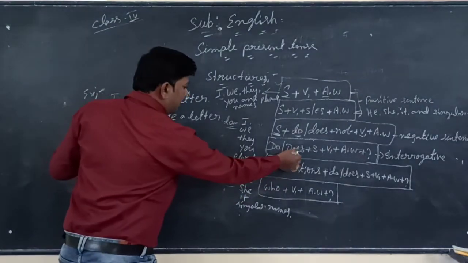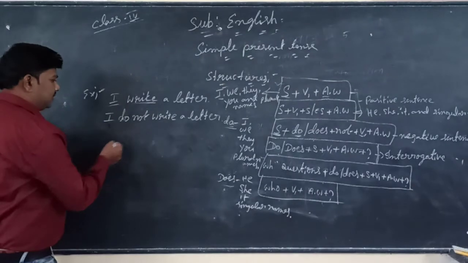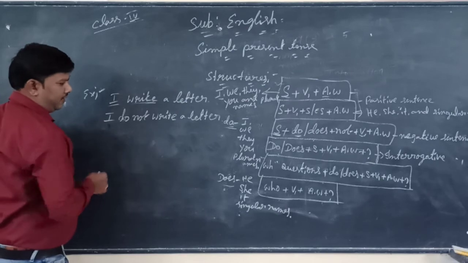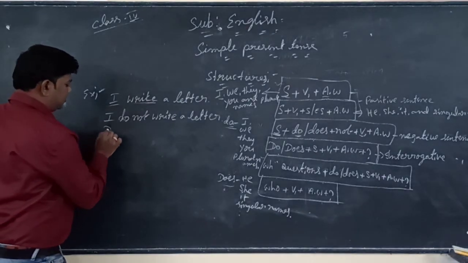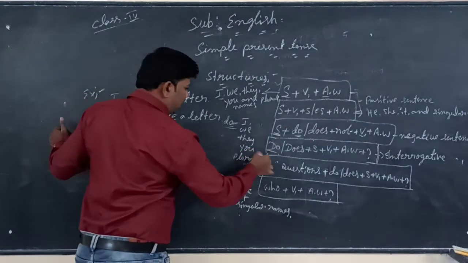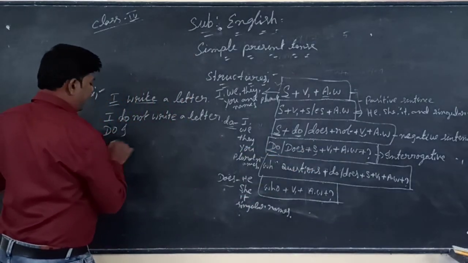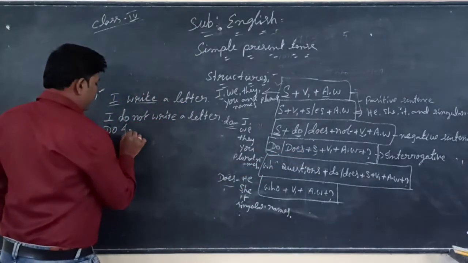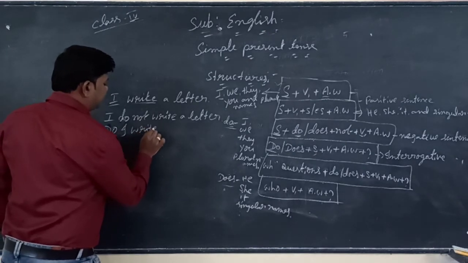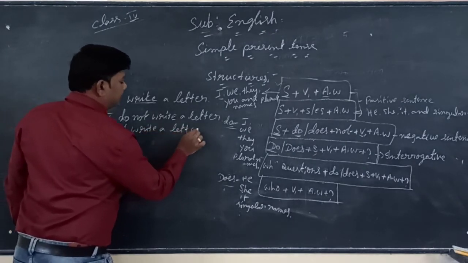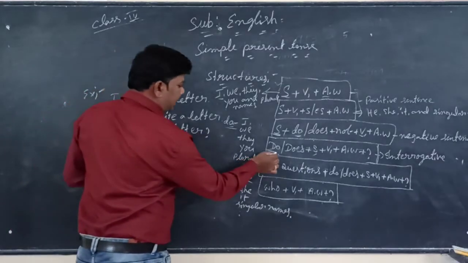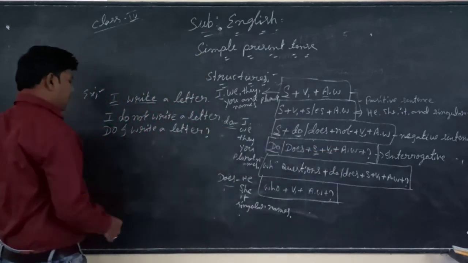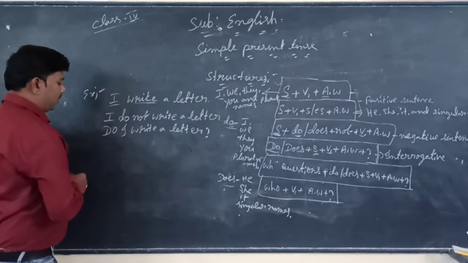And this is the interrogative sentence structure: Do, does, subject, V1, additional word. The structure is like this only. I is the subject, so I take do, and the subject is I. Do I write a letter? Do, subject is I, V1 is write, and the additional word is letter. Do I write a letter? This is the interrogative sentence.